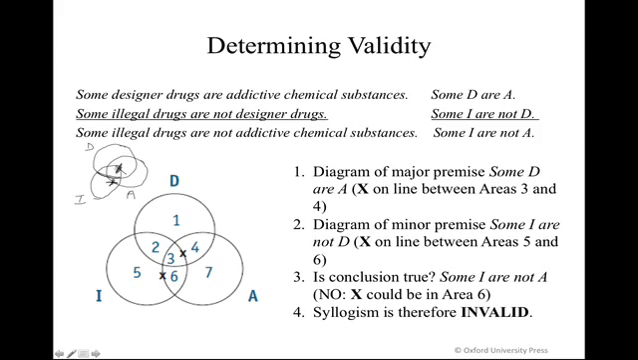Okay, so just to clarify, we diagram each premise separately, and we have the line straddling X's because it's not clear whether or not the thing that is a designer drug and an addictive chemical substance is or is not illegal. And it's also not the case that we know if the X that is the illegal drug is or is not addictive.